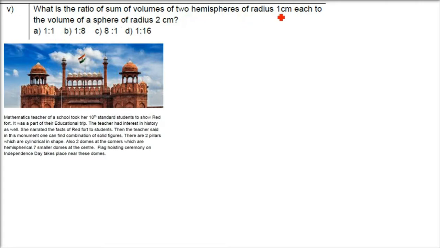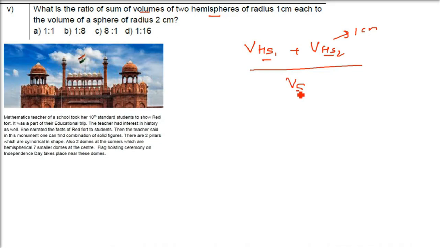So what is the ratio of the sum of volume of two spheres of radius 1 centimeter to the volume of a sphere of radius 2 centimeter? So volume of a hemisphere we need to know. We have just seen. So ratio of sum of volumes of two hemispheres. There is one hemisphere, say HS1, and the other is the second hemisphere. So sum of volume of two hemispheres, this one and this one, of radius 1 centimeter. We are going to use this radius just now. And to the volume of a sphere of radius 2 centimeter. So we have this volume of sphere, radius is 2 centimeter.